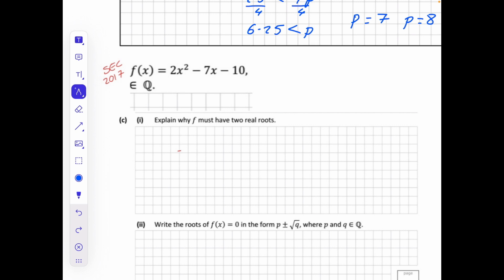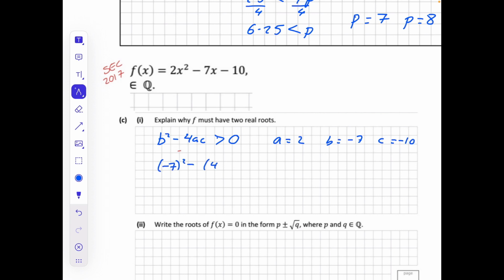Now again, this was part of a longer question. I just took out the bit that was relevant to the discriminant. So, f of x is 2x squared minus 7x minus 10. Explain why f must have two real roots. Okay, two real roots. What do we know about two real roots? We know that b squared minus 4ac is bigger than 0. We know from our quadratic up here that a is equal to 2, b is equal to -7, and c is equal to -10.